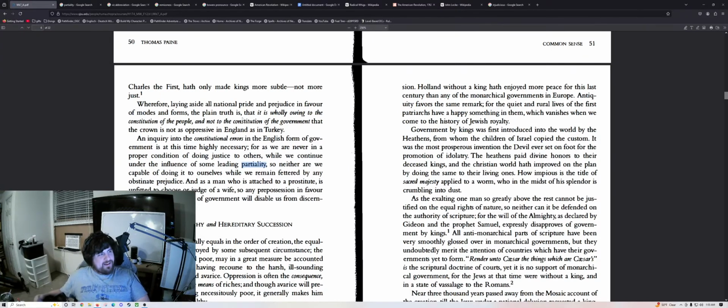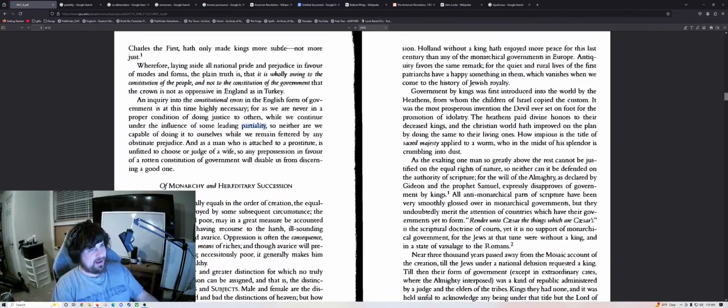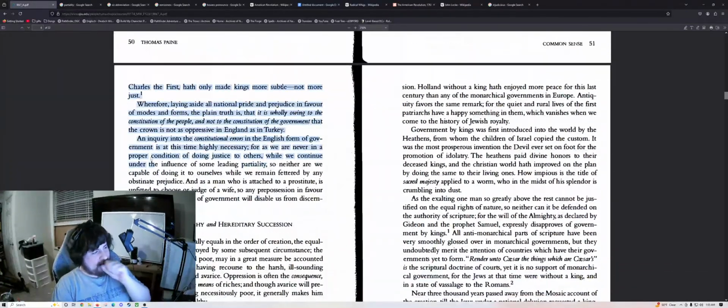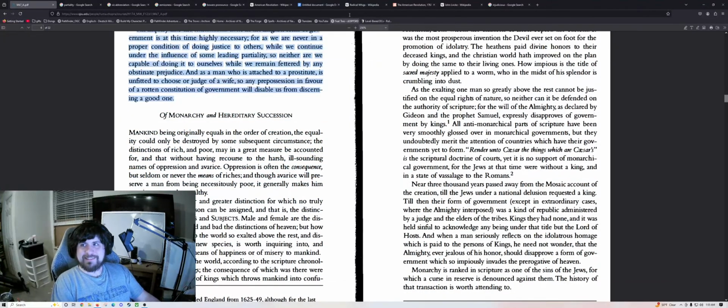By any obstinate prejudice. And as a man who is attached to a prostitute is unfitted to choose or judge of a wife, so any prepossession in favor of a rotten constitution of government will disable us from discerning a good one. Wow. I feel like I might have read this in high school, but reading this now, this guy is sassy.